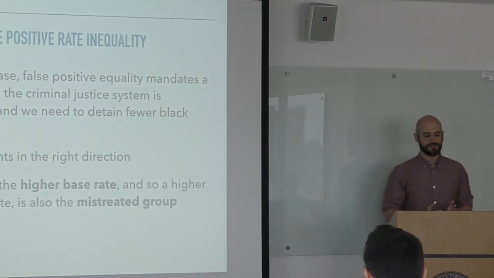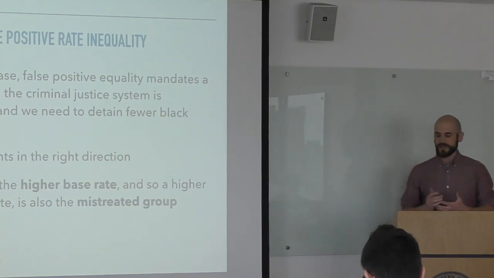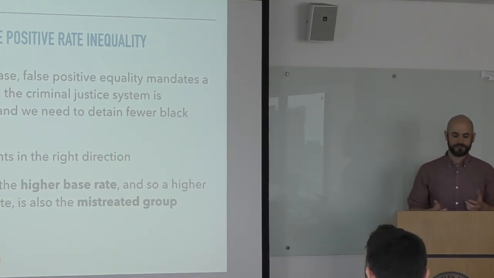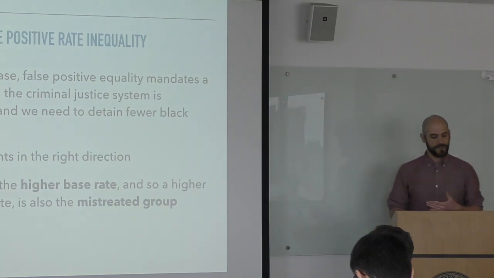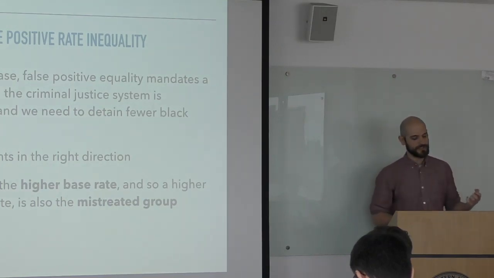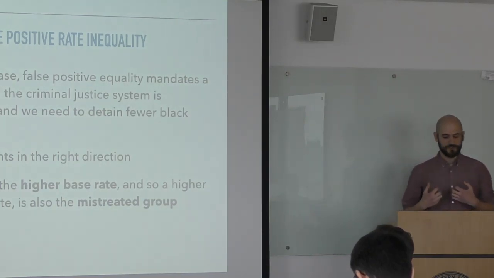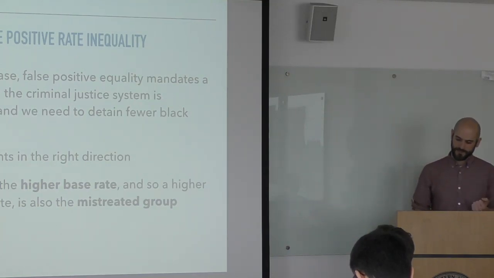I think in the Compass case, false positive rate equality is mandating plausible changes. It's alerting us to the fact that the criminal justice system is hideously unfair, and we need to detain fewer black defendants. So in this case, it points in the right direction. But that's because the group with the higher base rate is also the mistreated group. And so it lines up in that case.